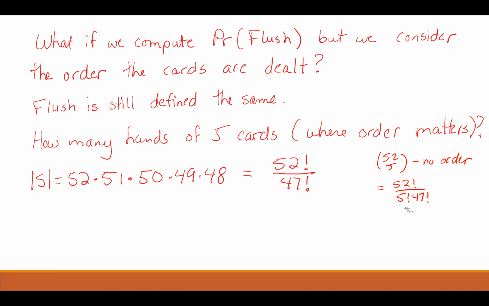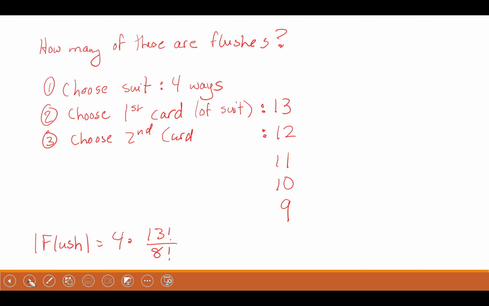Okay, but I should get the same probability. So let's count the ways I can get my flush now. Again, I'm going to have a sequence of tasks, but now I'm going to take into consideration the order that I receive these cards. The first thing I do, I'm going to choose a suit. There's 4 ways to do that. But then I'm going to look at the cards I get in order. I'm going to have a card number 1 that I get dealt. I have 13 choices for that, out of the 13 available in that suit. My second card, I have 12 choices. My third card, I have 11 choices.